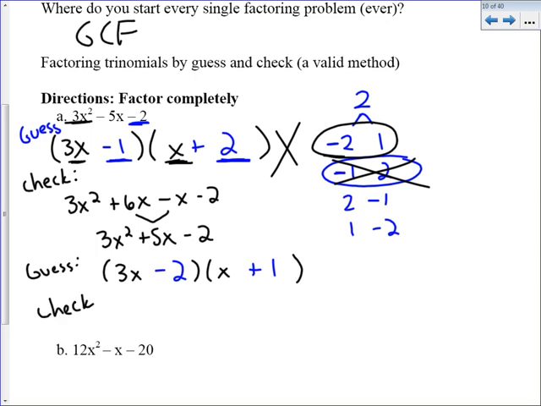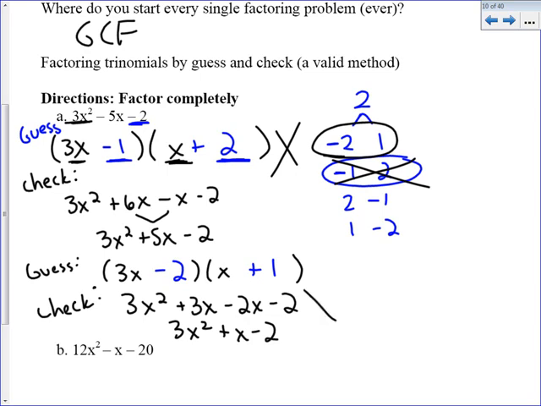Now for our check. To check it, you FOIL it. I'm going to get 3x squared plus 3x minus 2x minus 2, which is 3x squared plus x minus 2. Is that my original problem? All right, we got to take that one off. So you see, this is not necessarily an efficient method, but if you can FOIL in your head, which is a real possibility, it's not a bad choice.